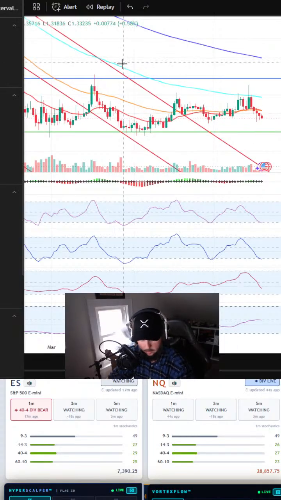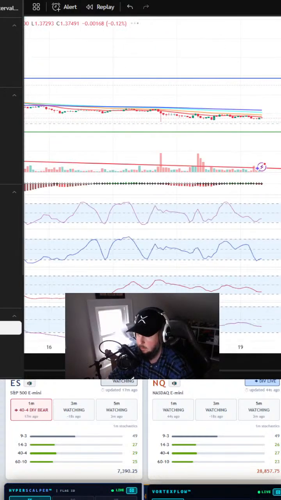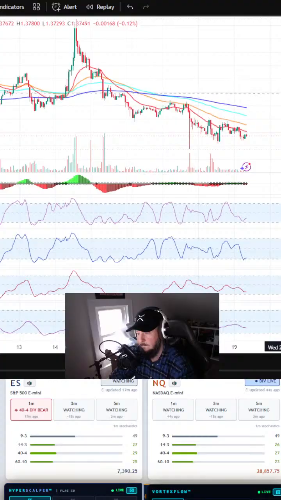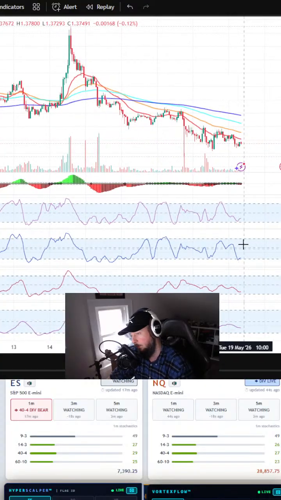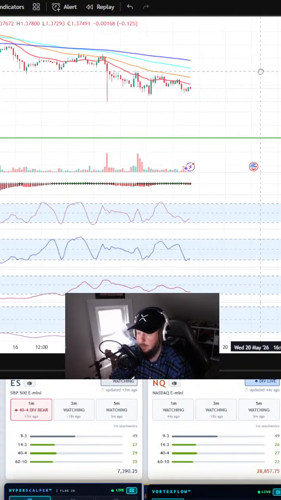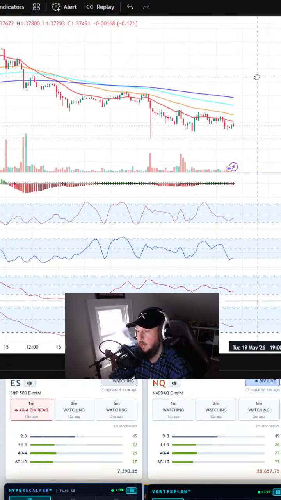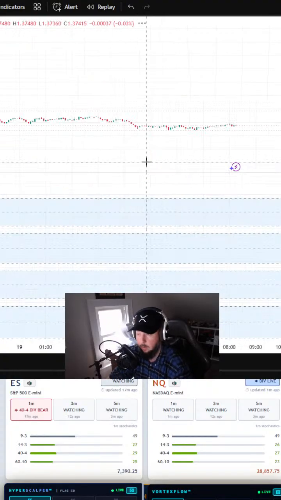If we look at the 60-minute time frame for XRP, we're in a bearish trend. We haven't quite crossed our oversold lines yet, so it wouldn't really be the best time to get into a trade yet. Yeah, Goldman Sachs cut XRP exposure, which is interesting.